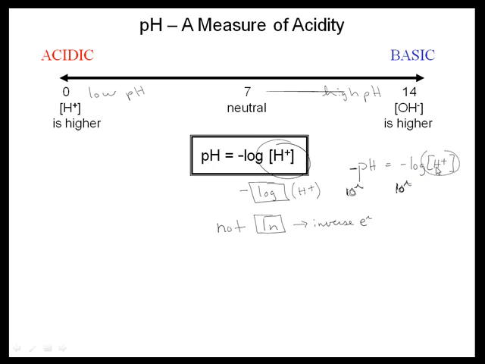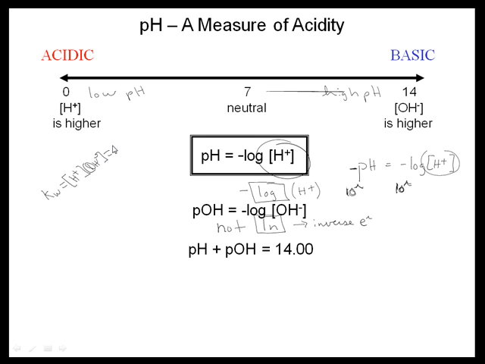Now, there are similar relationships between pOH and the OH concentration. It just isn't as common. It didn't make it into its own scale like pH did. And since they are related to each other, remember Kw equals H plus times OH minus, and that's equal to 1 times 10 to the negative 14. Well, so pH plus pOH is equal to 14. These are all relationships that you can use to find out different values.